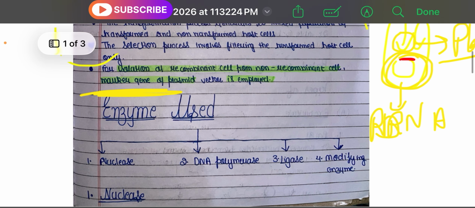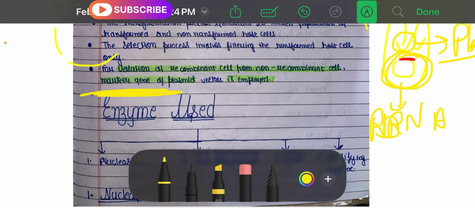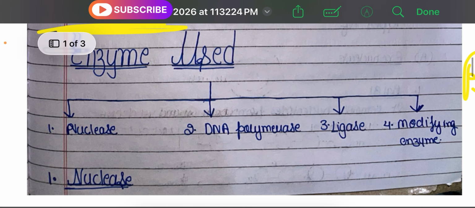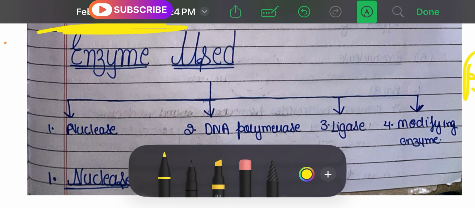Now, in order to make this whole process happen, what I need is different types of enzymes. Molecular cloning is not at all possible without enzymes. So enzymes are very much needed over here. The first enzyme is the nuclease, second is DNA polymerase, third is ligase, and fourth is the modifying enzyme.